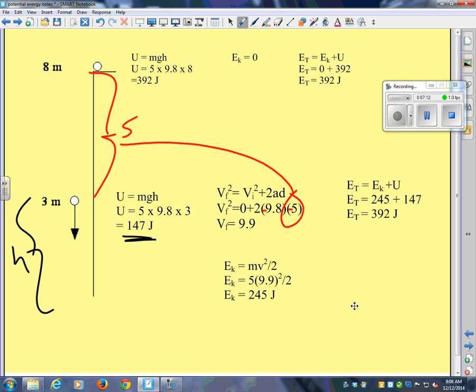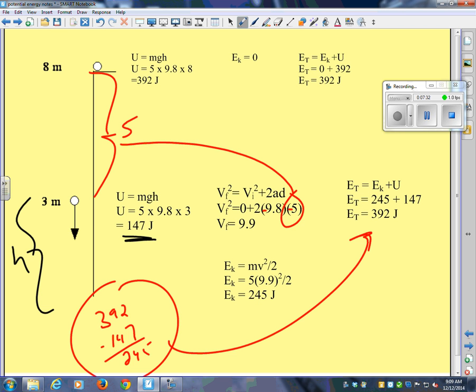Joey's absolutely right. What he's saying is, couldn't we have just taken 392 minus 147 and got 245? And he's absolutely right. But I wanted to show you, first of all, that when you do it this way, the total energy does remain the same. So I don't really want you doing this until you've seen that it's actually true. So from here on in, feel free to go right ahead and do this, because that shows me you understand conservation of energy. The total energy here is 245 kinetic and 147 of potential. And as it falls, the kinetic energy increases and the potential energy decreases.